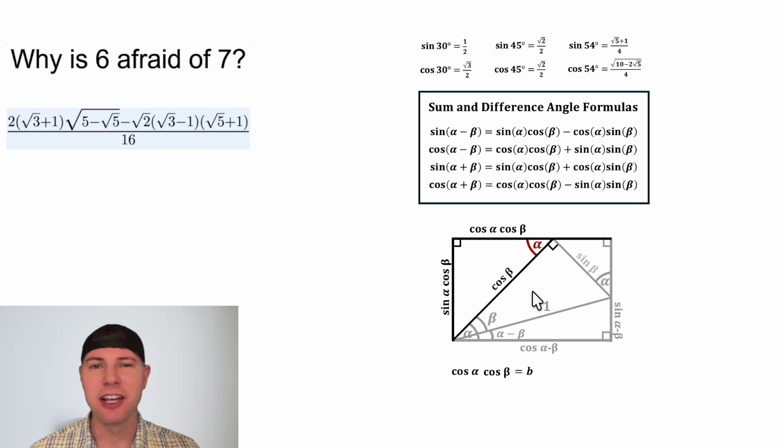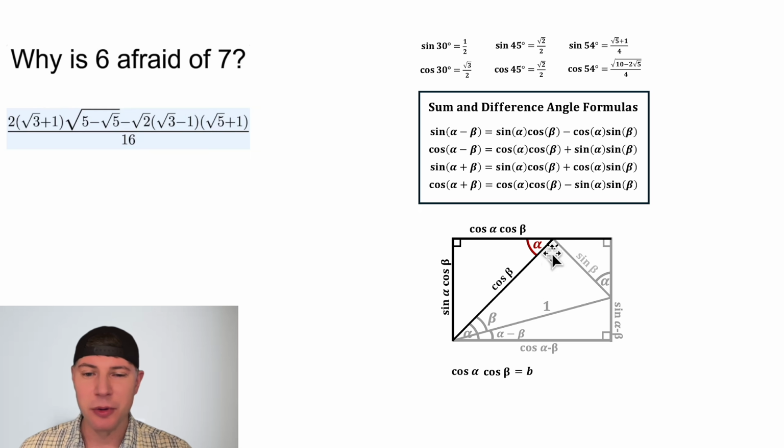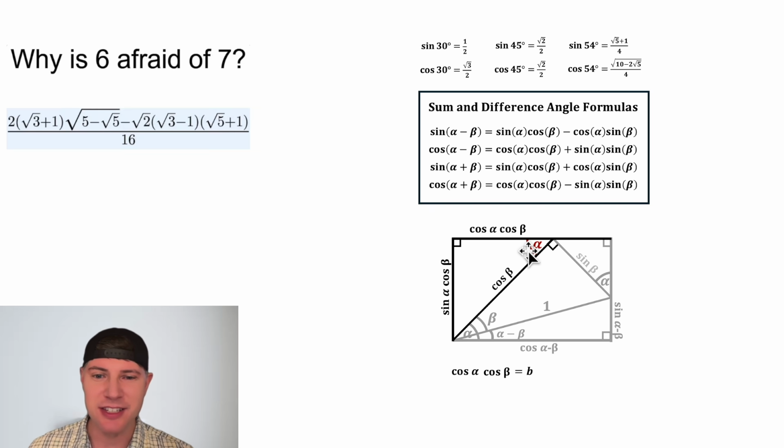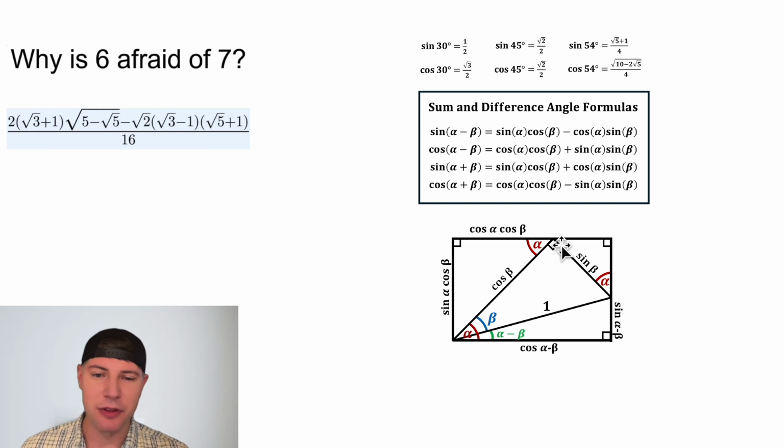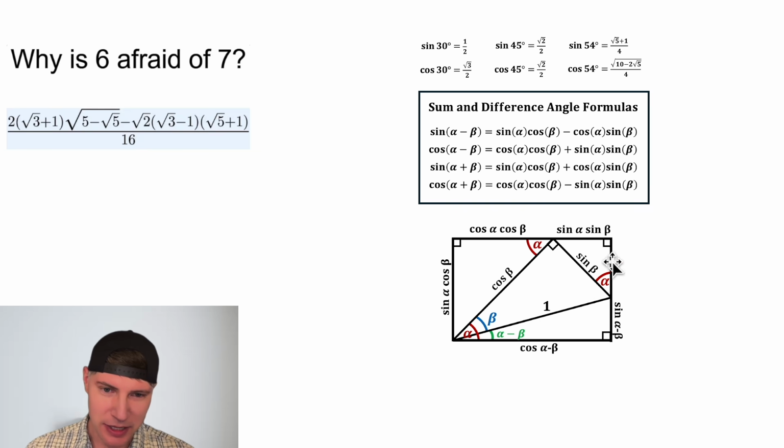And now we can notice another little pattern. In any triangle where the hypotenuse is not equal to 1, the side opposite the angle will be sine of that angle times whatever the hypotenuse is. And same thing for the adjacent side. It'll be equal to the cosine of that angle times whatever the hypotenuse is. So let's do the same thing over here for this triangle. For this side opposite the alpha, it's going to be sine alpha times the hypotenuse, sine beta. And this side will be cosine of alpha times the hypotenuse, sine beta.